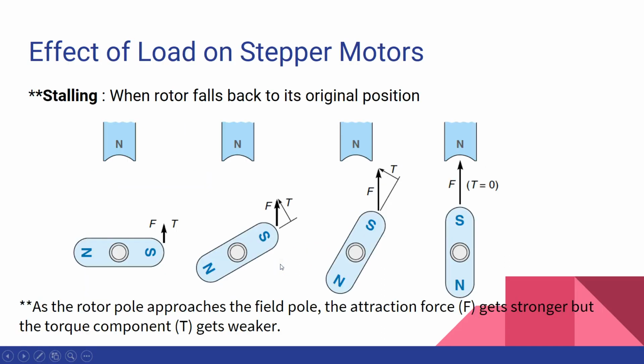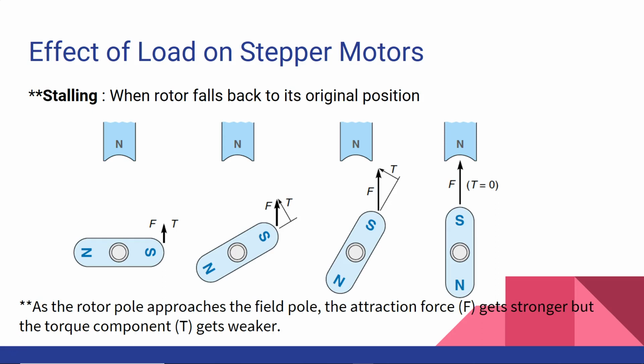Now let's see the effect of load on stepper motors. In this, we are going to learn the concept called stalling. Before we understand stalling, we need to know that in open loop, the concept works when a command is supplied to the motor, and based on the command, the motor moves a step, or you can say it provides a step change whenever it receives the command. That's how the open loop works.